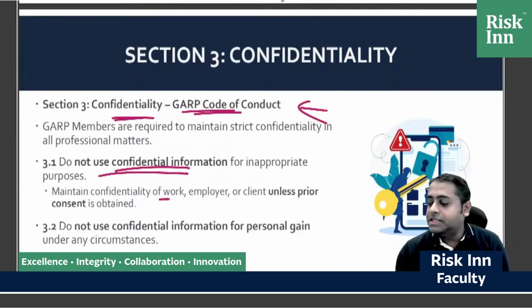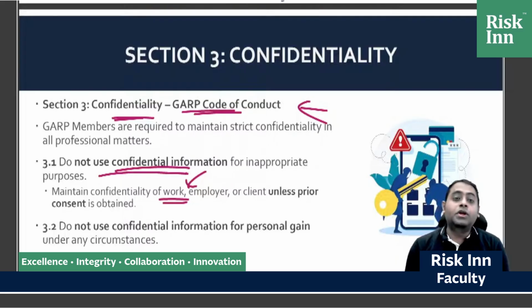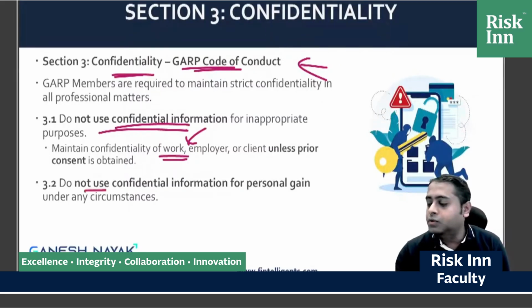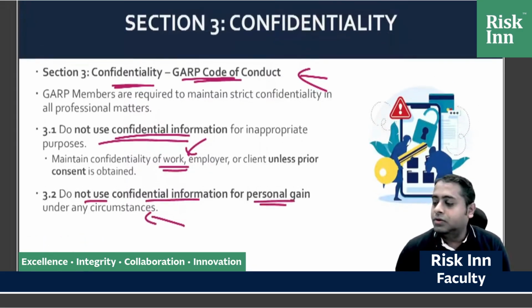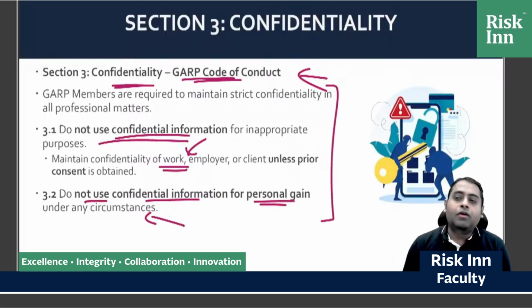Specifically with respect to your work also, if you are working on a crucial AI model and you are passing that information outside, that is a problem, right? Do not use confidential information for personal gain under any circumstances. So confidentiality of content, of information, of work, anything should not be shared.